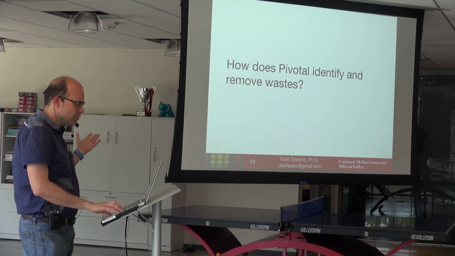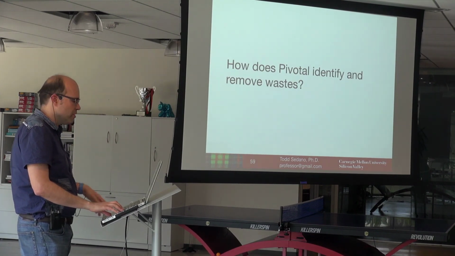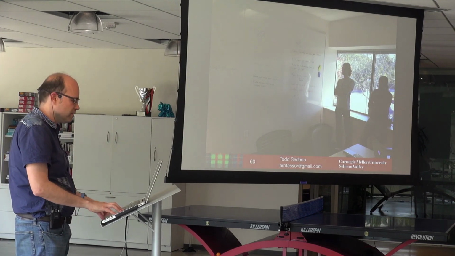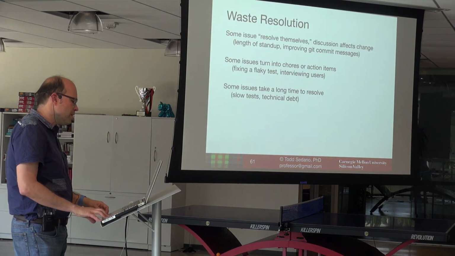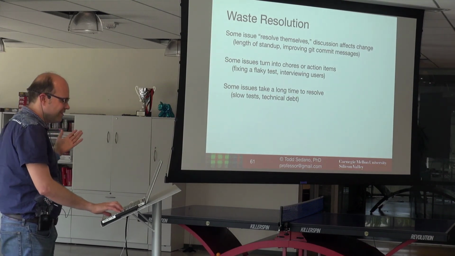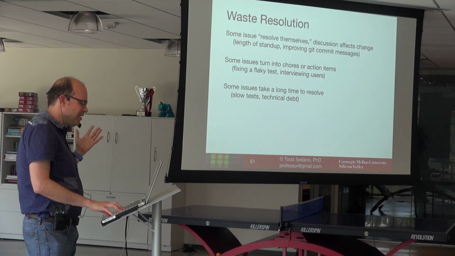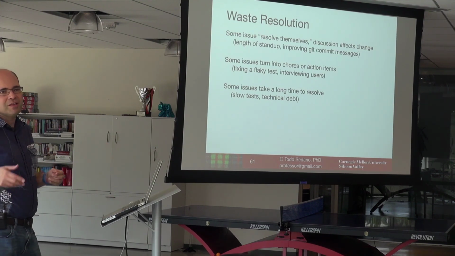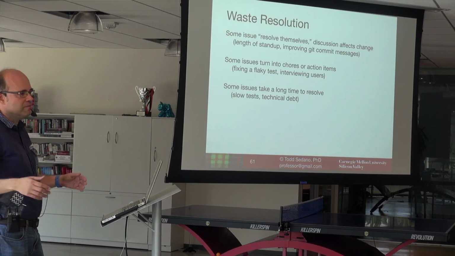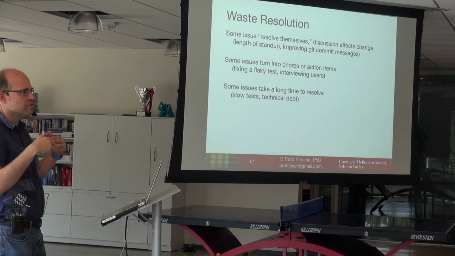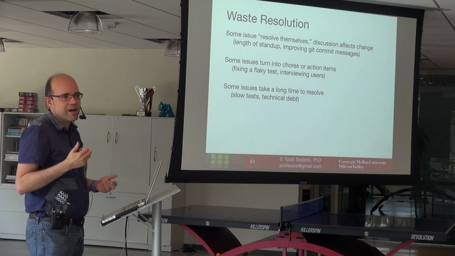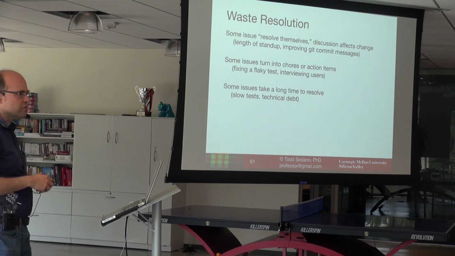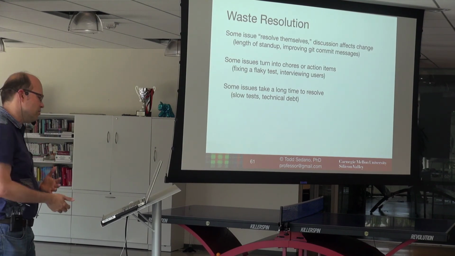So at Pivotal, we do use retro as a way of talking about things that are going wrong in the project. And if it's a safe environment, we talk about all sorts of different things. In looking at the retros, I've noticed several things. One is some issues just resolve themselves; by talking about them, that's enough. The team just changes its behavior once we've spoken about it. Others, we actually need chores or action items to track that they're being removed. And then some of them just take a long time to resolve. It took us a long time to get into the problem we're in. It's going to take us a long time to get out of it.